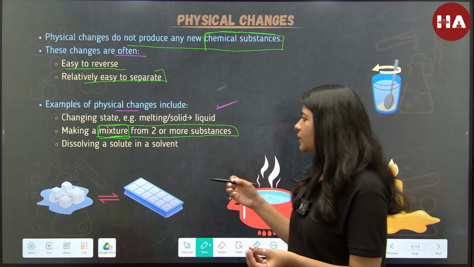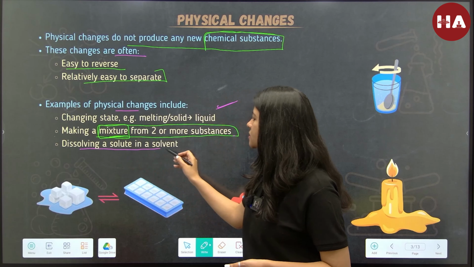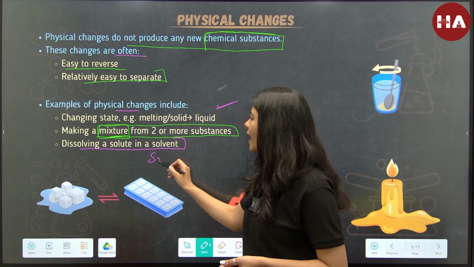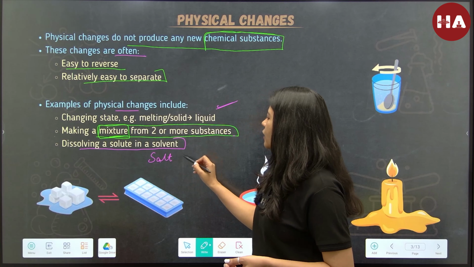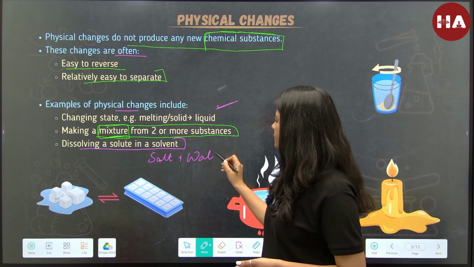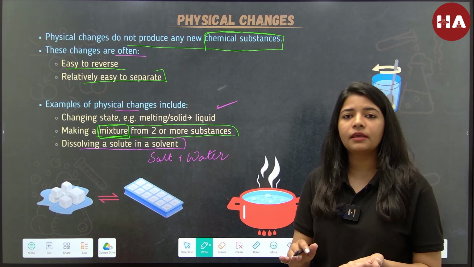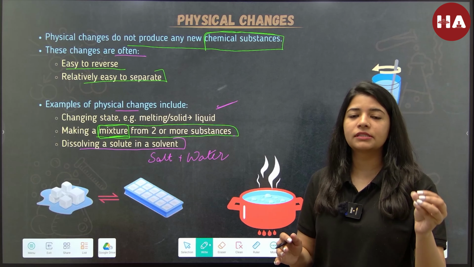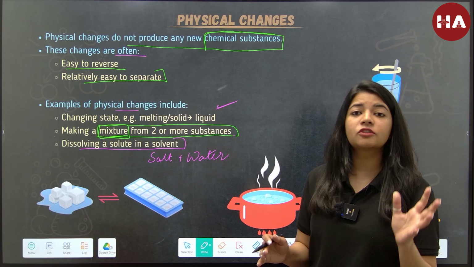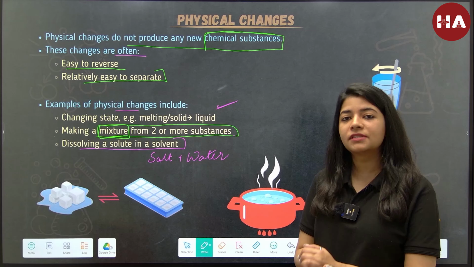Okay, you can also separate them easily. Next is dissolving a solute in a solvent. For example, if you add salt and water, then you can separate them also, right? And you are not getting anything new. A new chemical substance is not what we are getting, right? So this is going to be your example of your physical change.